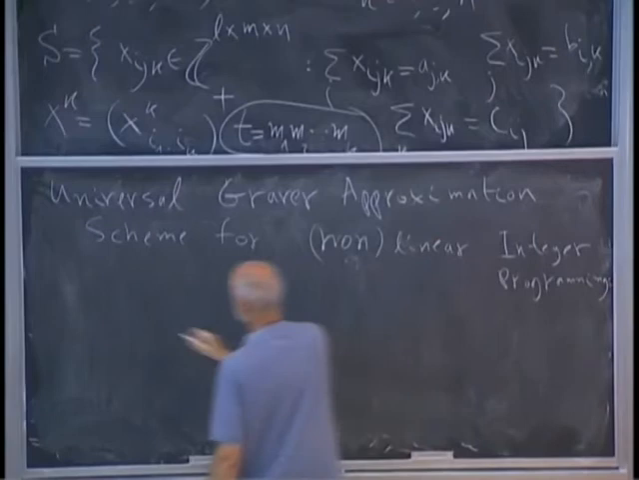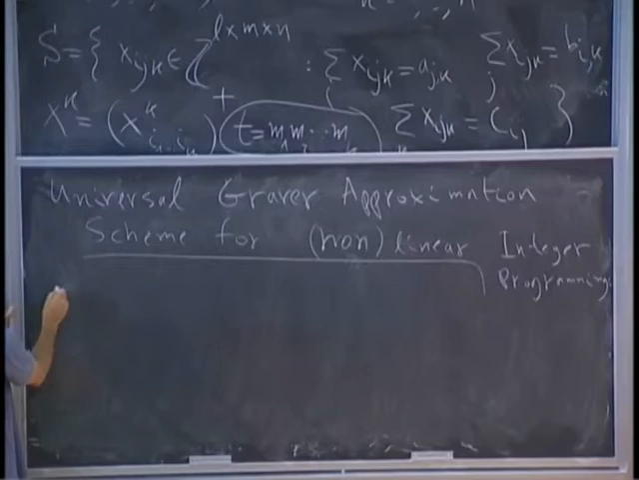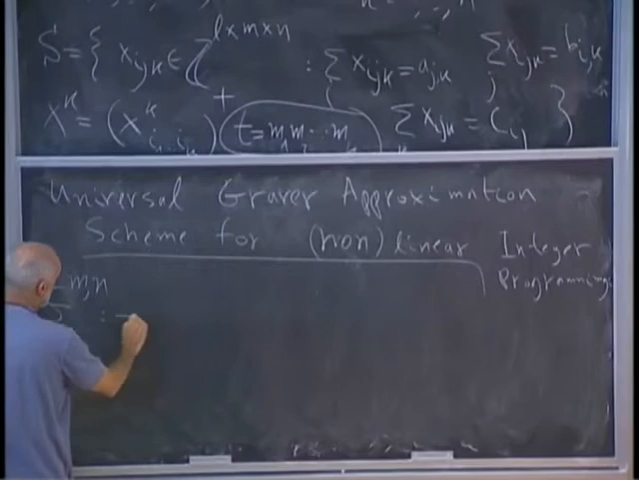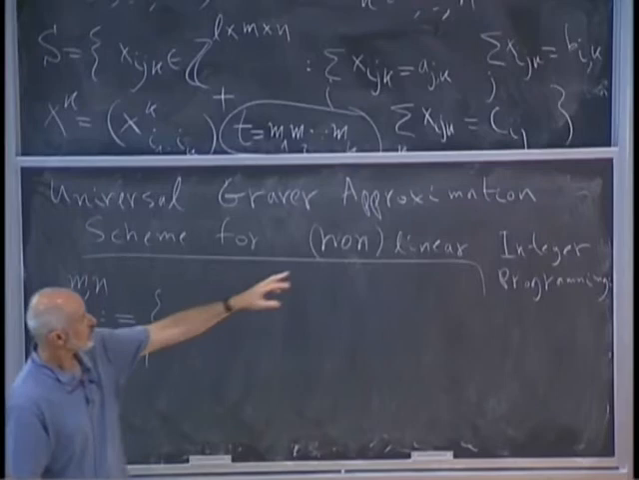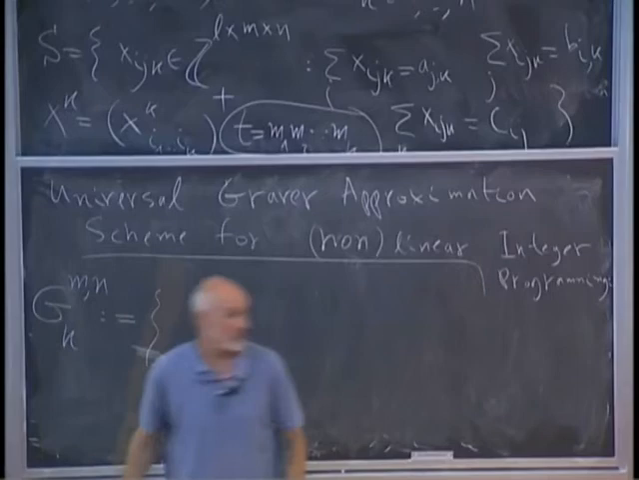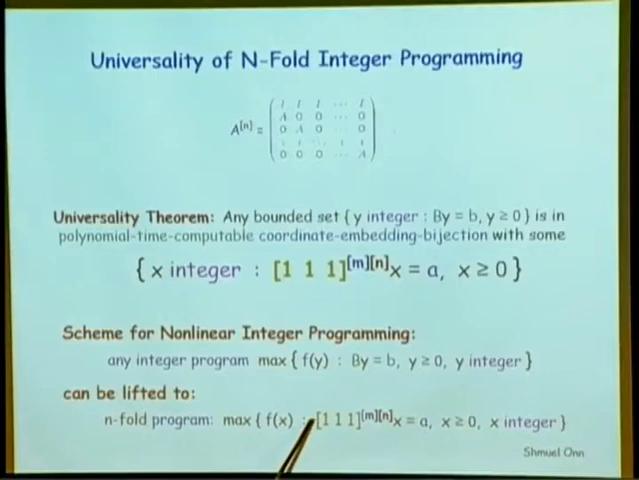So let's define G_{m,n,k} to be the set. To solve this problem using our methods, what do we need? If we want to apply chapter 3 to solve this system, what do we need? We want to solve an integer program. We have a defining matrix. What do we do with this matrix? Compute the Graver basis. We need the Graver basis.